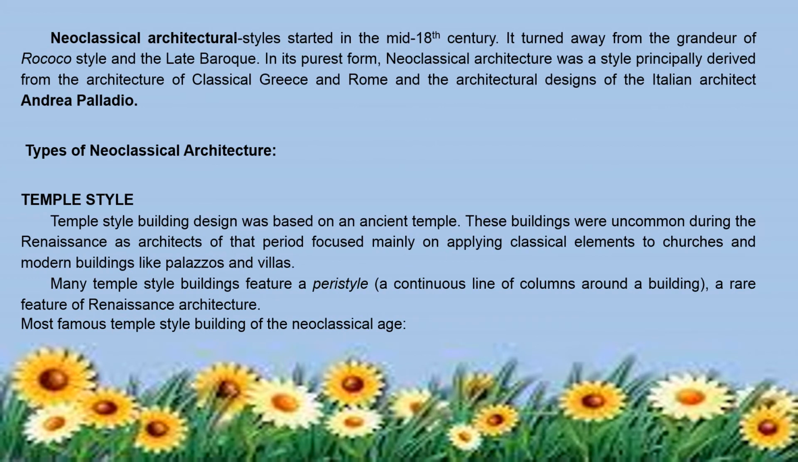Neoclassical architectural styles started in the mid-18th century and turned away from the grandeur of the Rococo style and the late Baroque. In its purest form, Neoclassical architecture was a style principally derived from the architecture of classical Greece and Rome, and the architectural designs of the Italian architect Andrea Palladio.